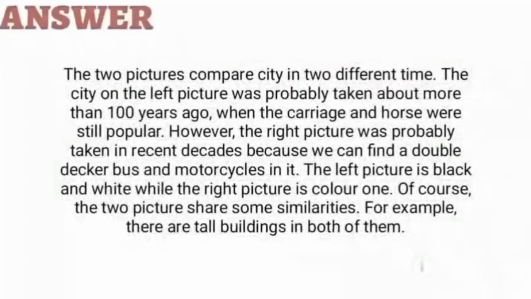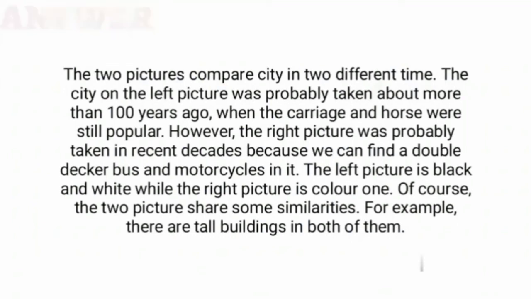The two pictures compare a city in two different times. The city on the left picture was probably taken more than 100 years ago, when the carriage and horse was still popular. However, the right picture was probably taken in recent decades because we can find a double-decker bus and motorcycles in it. The left picture is black and white while the right picture is color one. Of course, the two pictures share some similarities. For example, there are tall buildings in both of them.